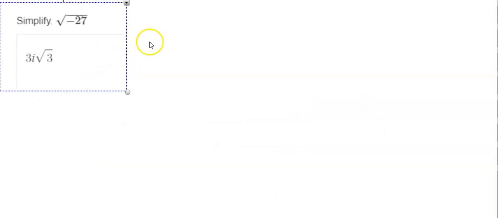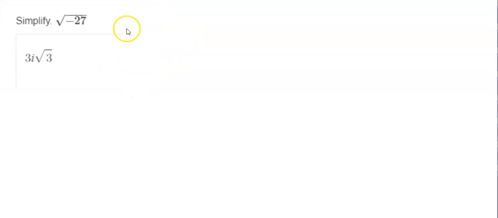Next question. We're going to simplify the square root of 27. Notice it says simplify, so we're not solving. So it's not anything equal to anything. No x equal to anything.